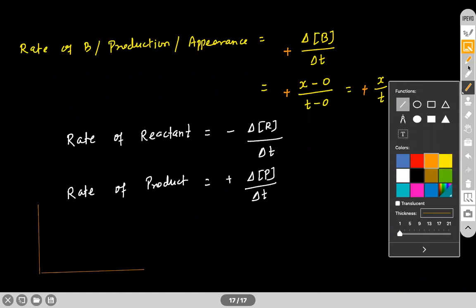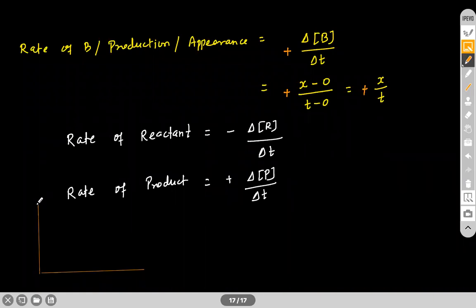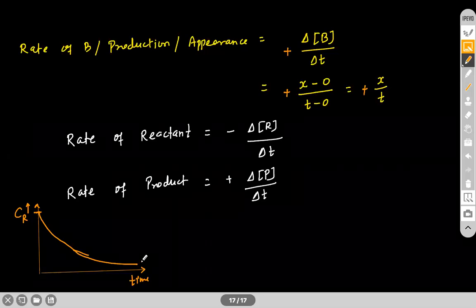Usually the reaction has the change in concentration. This is the concentration of reactant, y-axis, and this is the time axis we have. Okay, so the graph usually goes like this. It goes like this.